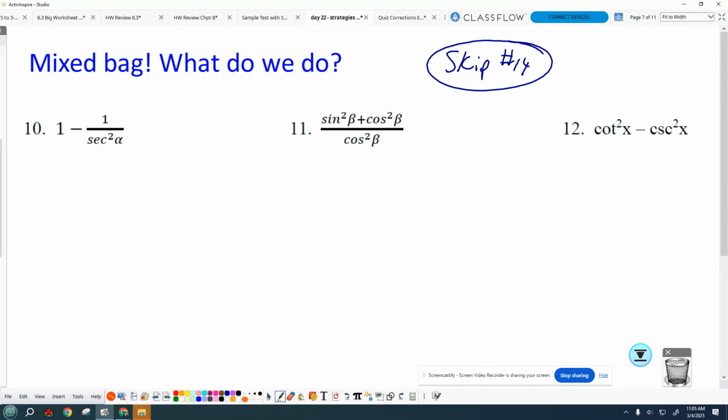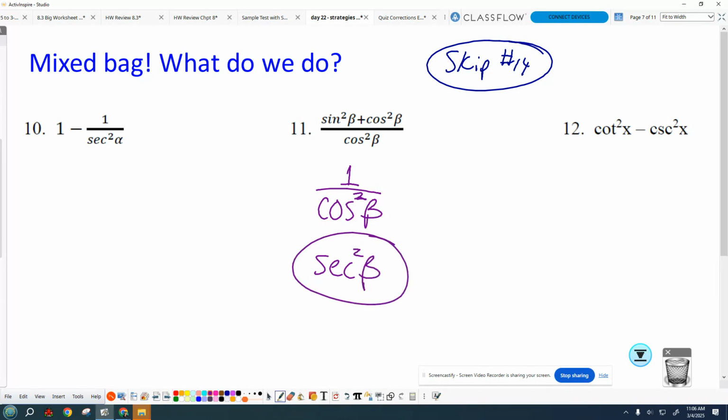Because what happens to the numerator? Do you see the numerator, sine squared plus cosine squared? Is there an identity that has that stuff? Does that work even though it's squared? It has to be squared. If you look at the identity on the front, sine squared plus cosine squared equals 1. And what's the name of one over cosine squared? Secant? And don't lose the squared.